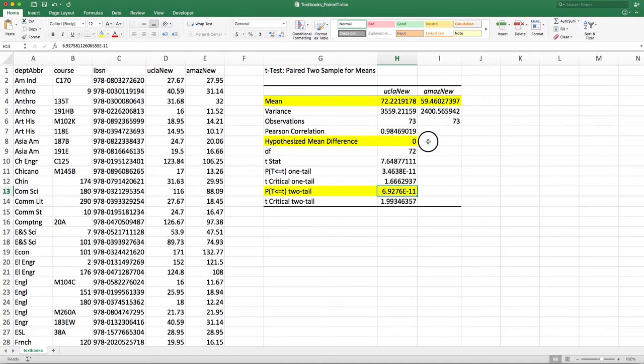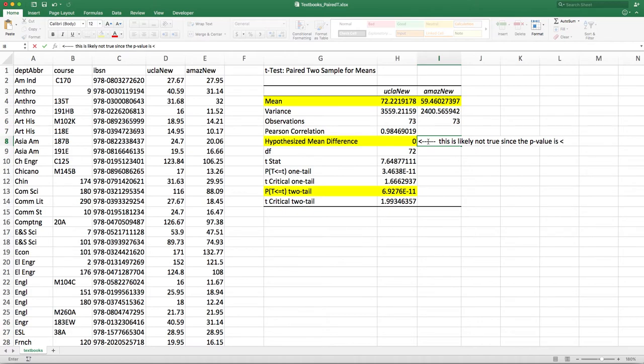Therefore, our conclusion is that this is likely not true, since the p-value is much less than 5%. Much, much less. Okay, that was a paired t-test.